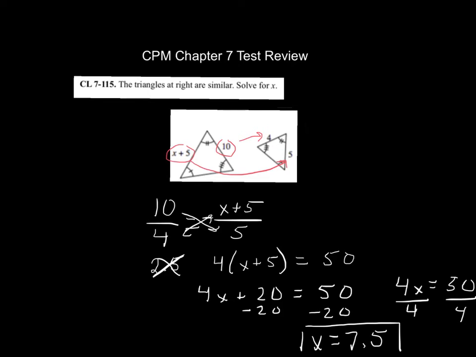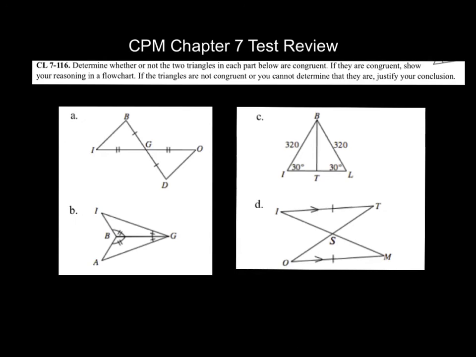All right. Questions there on similarity? Okay, this is 7.1.16. So this is our long part because it's a flow chart. It says determine whether the two triangles are congruent. If they are, put a flow chart, and if not, then just say why. So justify your conclusion. So let's look at A first.